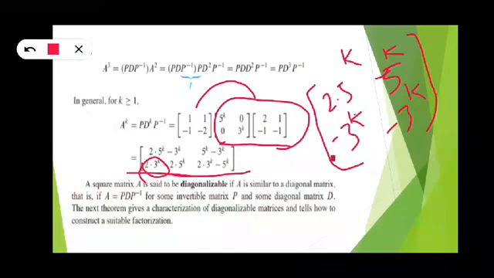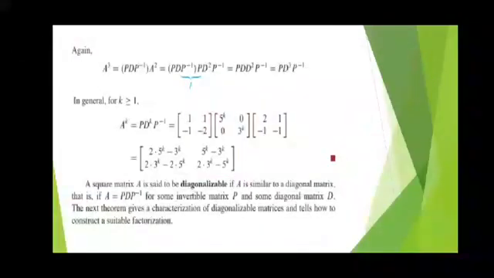Okay, so in this manner we have to find the values. Now we define diagonalizable. A square matrix A is said to be diagonalizable if A is similar to a diagonal matrix, that is, if A is equal to PDP inverse for some invertible matrix P and some diagonal matrix D.